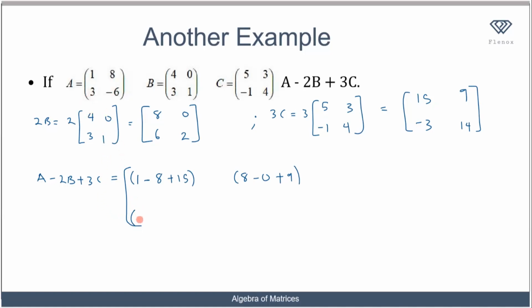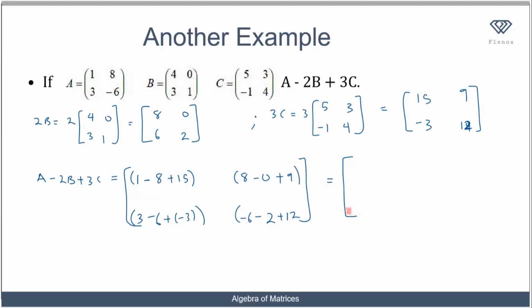And in the cell over here, your A value is 3, and your 2B value is 6. So you have 3 minus 6. And your 3C value is minus 3. So plus minus 3. And for the last cell, your A value here is minus 6. Then minus my 2B value here, which is 2. And my 3C value is, oh, there's a mistake here. 3 times 4 is not 14, it's 12. So my 3C value here will be plus 12.